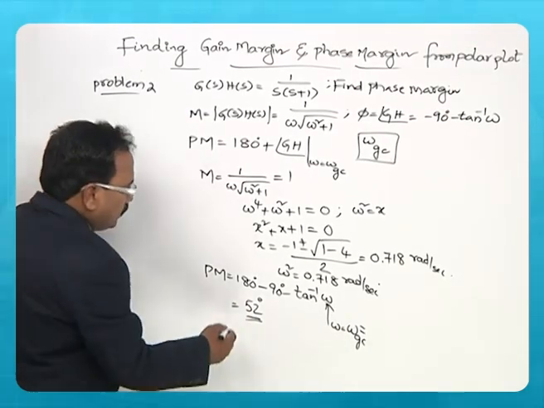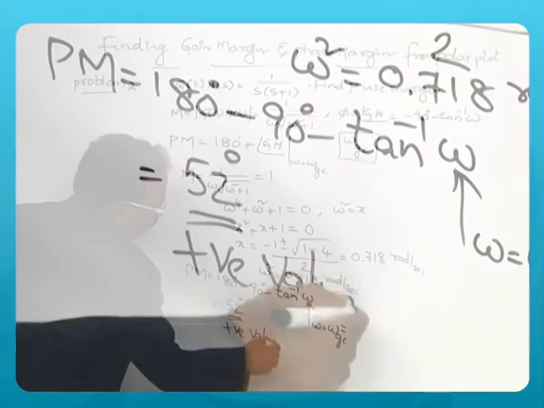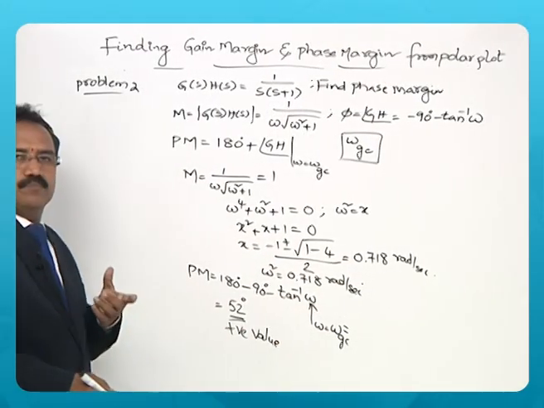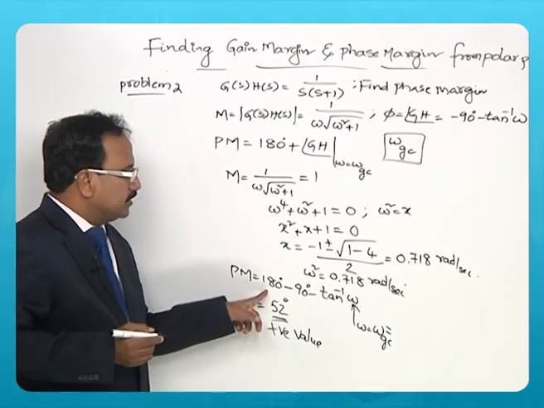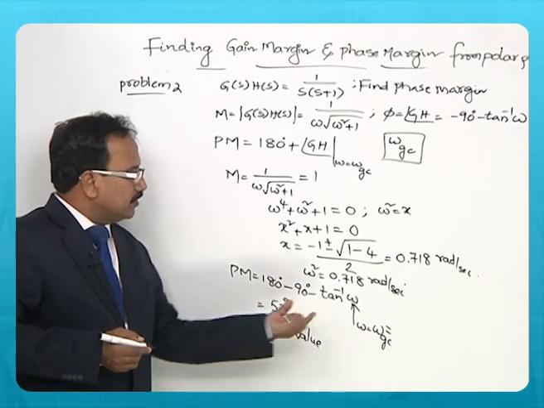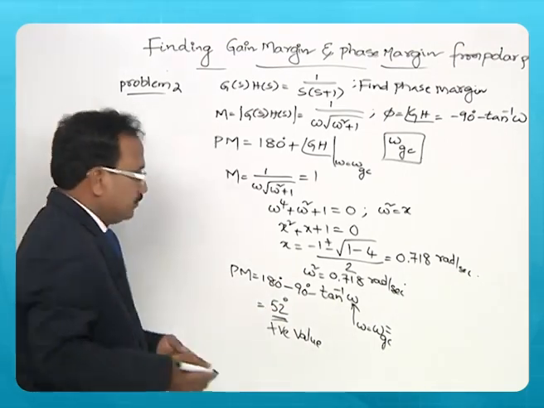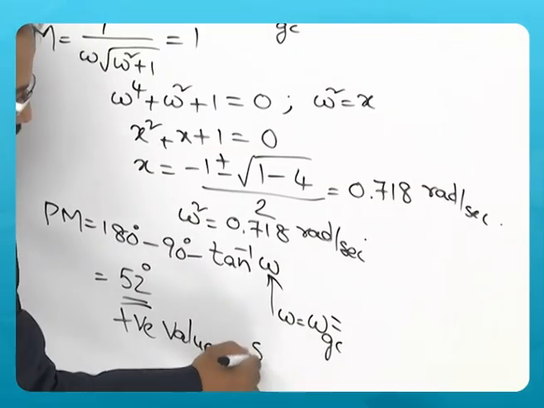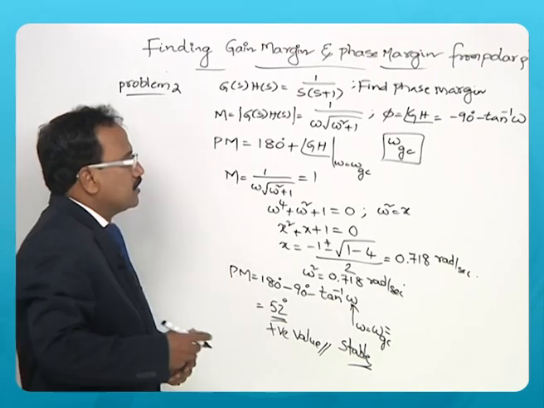So, the phase margin is a positive value you got. It all depends on the system parameters. So when you are adding to 180 the phase angle contribution of the entire term, if you get a positive value, we can say that the system is stable. So it is a stable system.